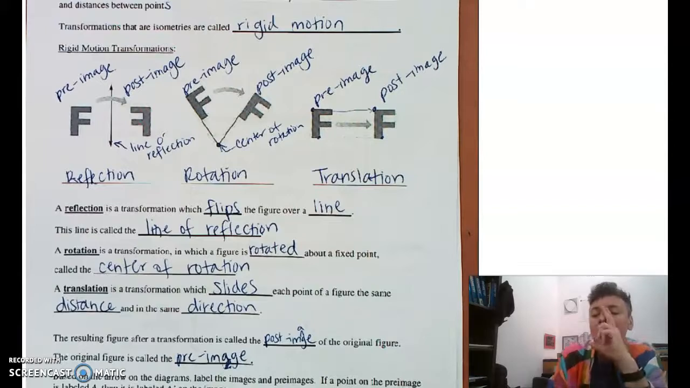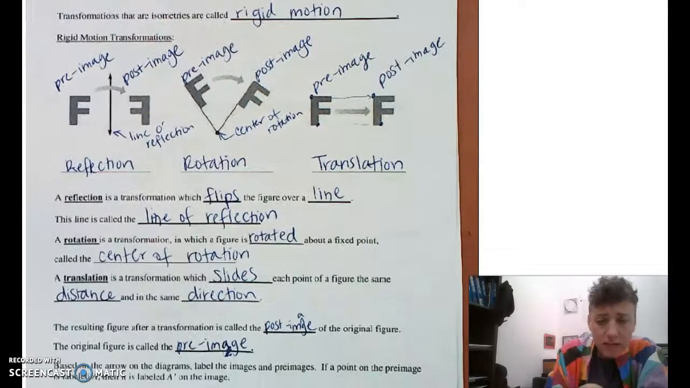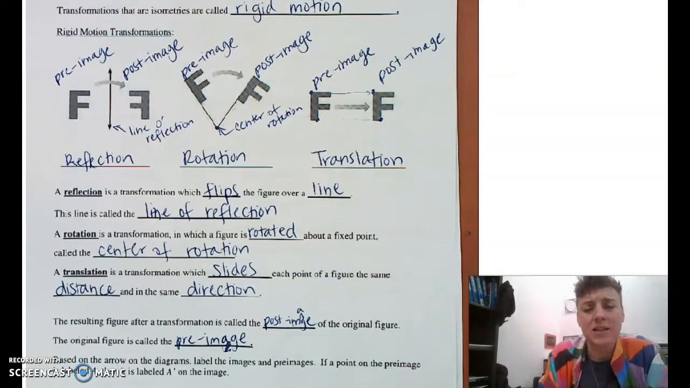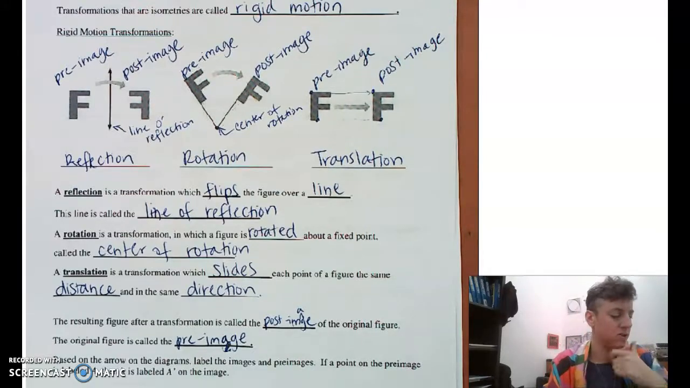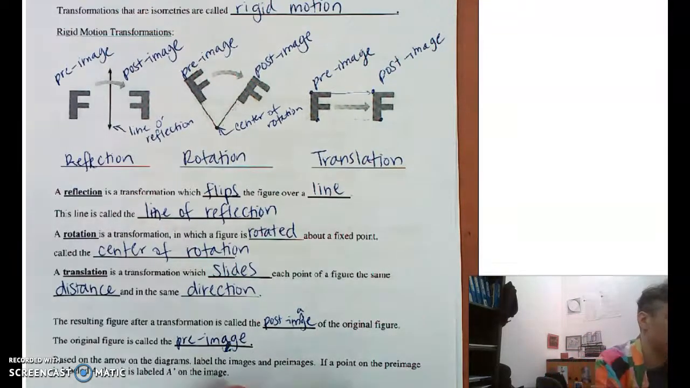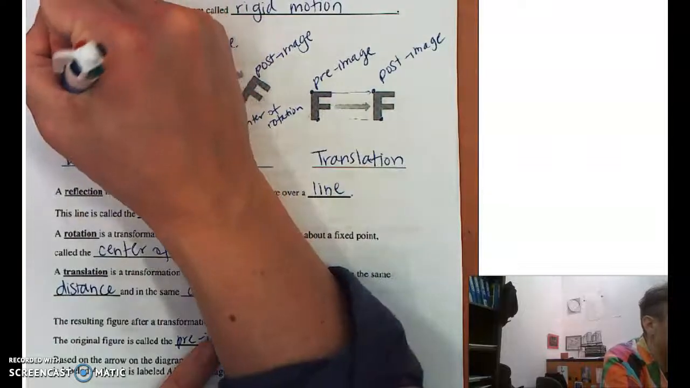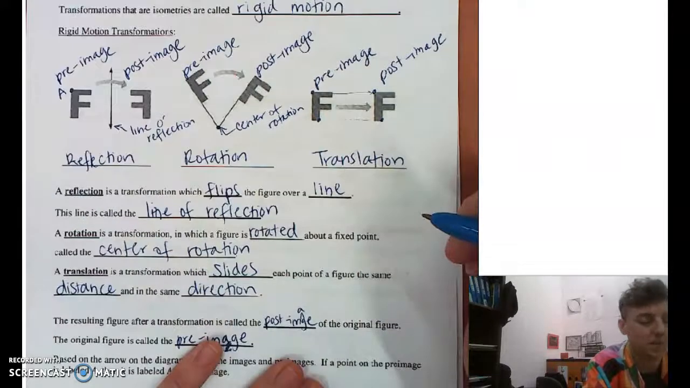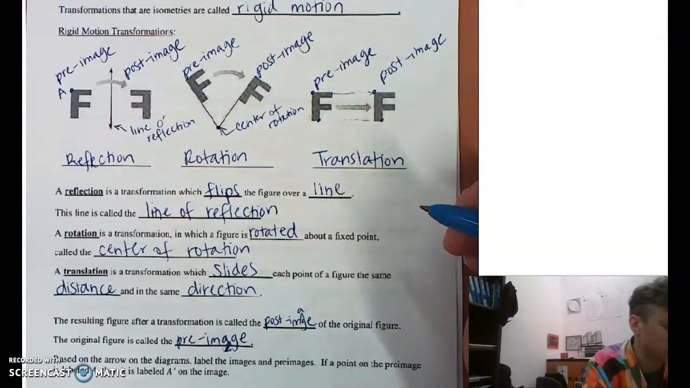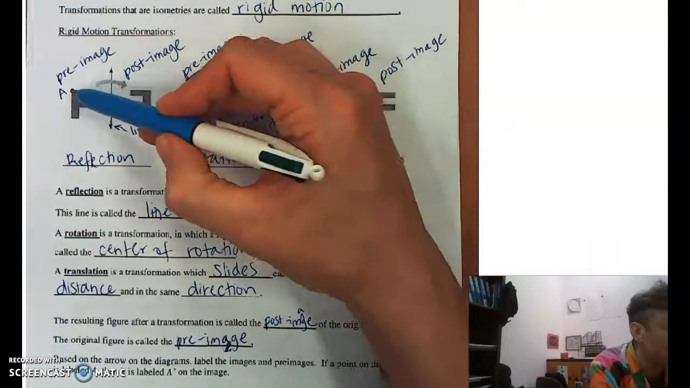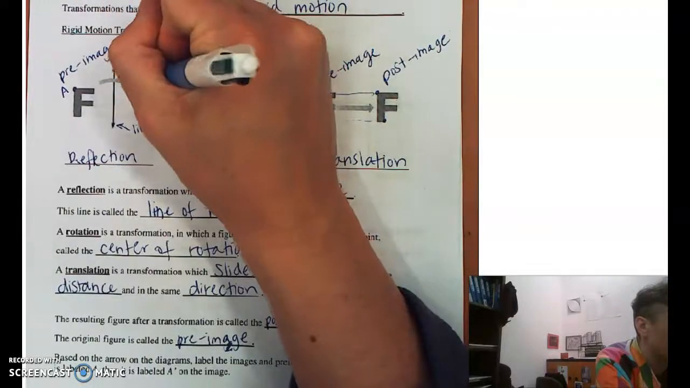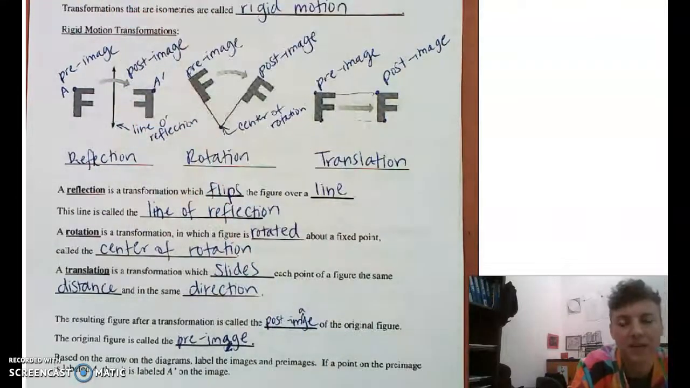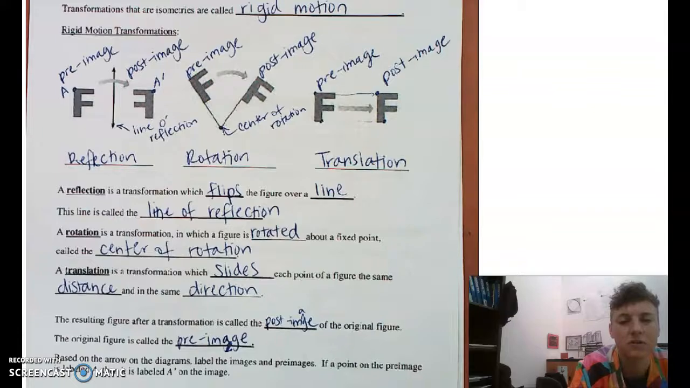Based on the arrows in the diagrams, we're going to label the images and pre-images and post-images. We already did that. If a point on the pre-image is labeled A, then it's labeled A prime on the image. So let's take this point A here, and A prime is the same point in the post-image. That was the top left corner of the letter F. So this would be A prime in our post-image reflection.